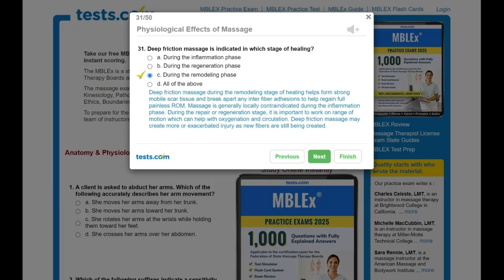Deep friction massage during the remodeling stage of healing helps form strong mobile scar tissue and break apart any interfiber adhesions to help regain full painless ROM. Massage is generally locally contraindicated during the inflammation phase. During the repair or regeneration stage, it is important to work on a range of motion, which can help with oxygenation and circulation. Deep friction massage may create more or exacerbated injury as new fibers are still being created.